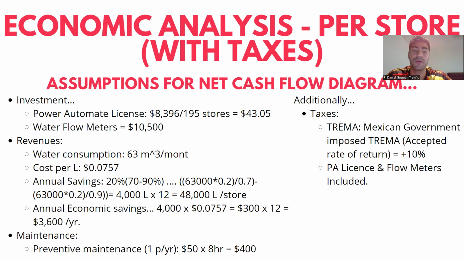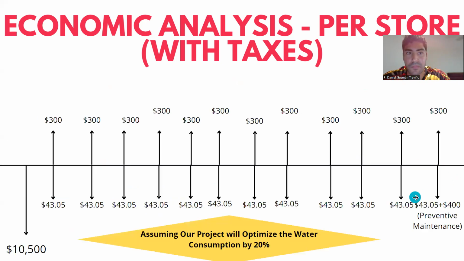And if we increase the efficiency from 70% to 90% for each store, we would be saving a total of 4,000 liters per month, which would come to 48,000 liters per store annually. And it would come to an economic savings of 3,600 pesos per year or 300 pesos per month. There's, of course, a yearly maintenance for the flow meters, and there are the taxes, which are already calculated from the water bill that we used as reference.